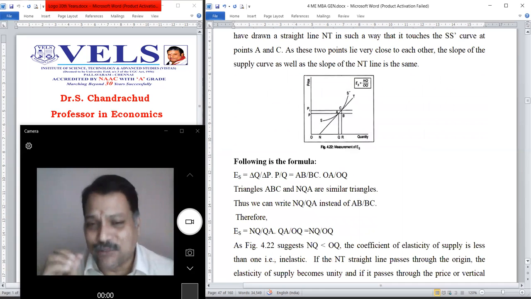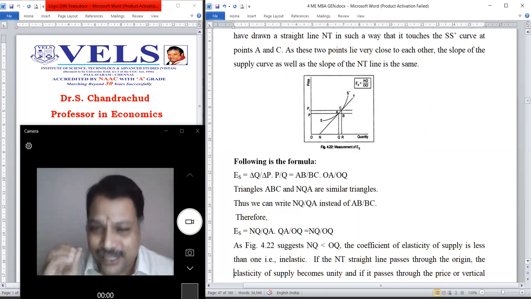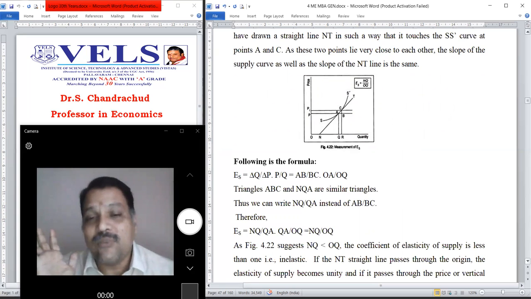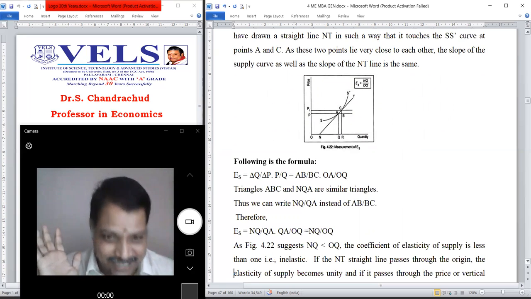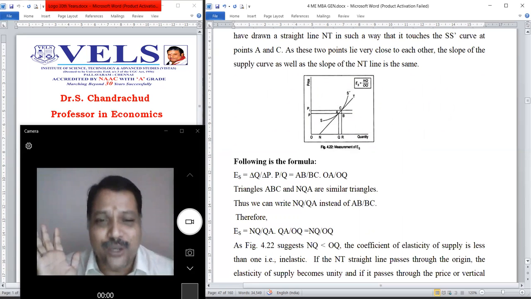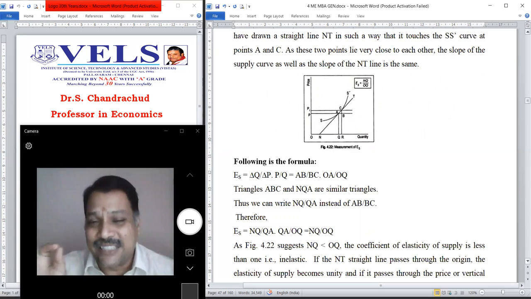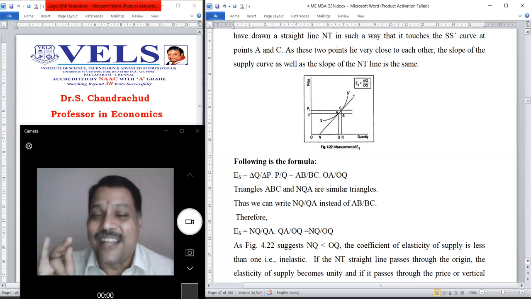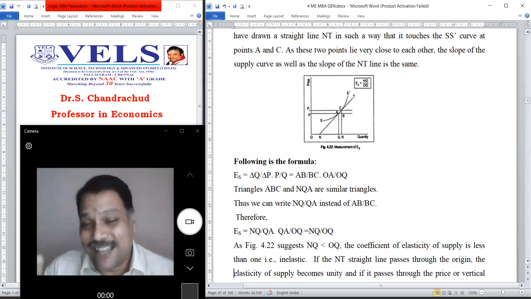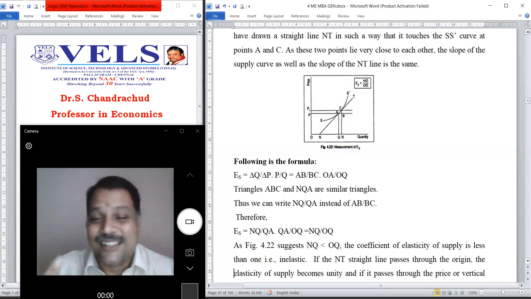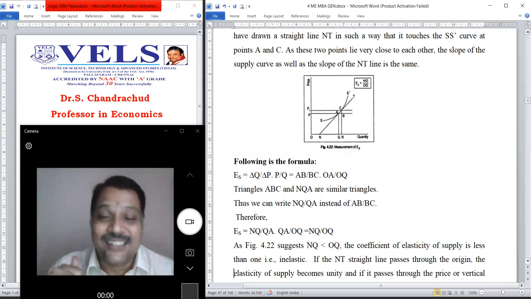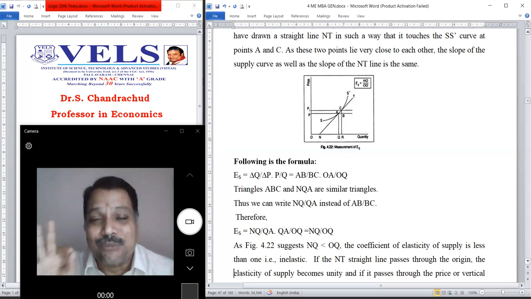Based on this tangency, we can formulate the elasticity of supply. ES is equal to delta Q by delta P into P by Q, which is equal to, in the diagram, AB by BC into OQ by QA. The triangles ABC and NQA are similar triangles. Thus, we can write NQ by QA instead of AB by BC. Therefore, the formula goes like this: elasticity of supply ES is equal to NQ by QA into QA by OQ, which is equal to NQ by OQ. Because QA gets cancelled, the formula will be NQ by OQ.